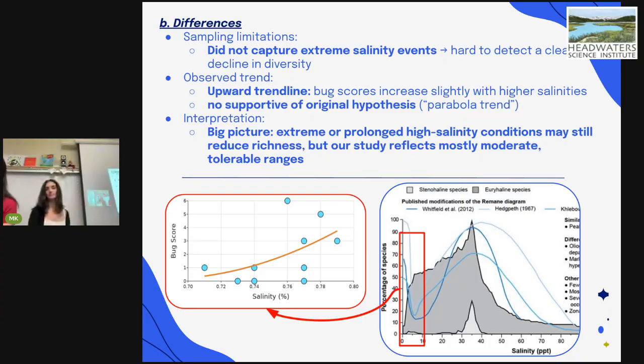Okay, and moving on to our differences, we did not see a big range between our salinity values. As we can see, our salinity values were between 7 to 8 parts per thousand, whereas the graph on our right is between 0 all the way up to 100. So again, that was one major difference, meaning that we did not capture extreme salinity events. Additionally, we did see more of an upward trend, and that could be depicted more on the lower left-hand side of that right graph. That's basically what we're seeing with that increase. And in the big picture, yes, extreme or prolonged high salinity conditions may still reduce richness. However, our study reflects mostly moderate or tolerable ranges.